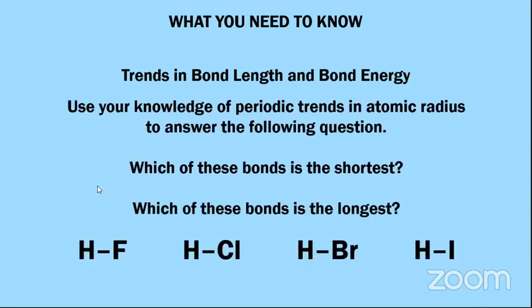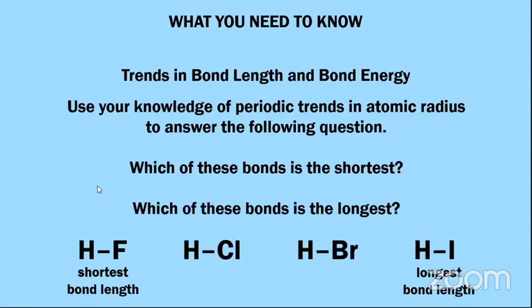So if I were to draw the size of fluorine and then the size of chlorine, I'm going to draw this a little bit larger. And then the size of bromine, a little bit larger than that. And then the size of iodine. Now, I still have my little hydrogen bonded to it. Hopefully you can see that based on your knowledge of periodic trends in atomic radius, the HI bond would be the longest bond and the HF bond would be the shortest bond, just based on the fact that fluorine is smaller than iodine.